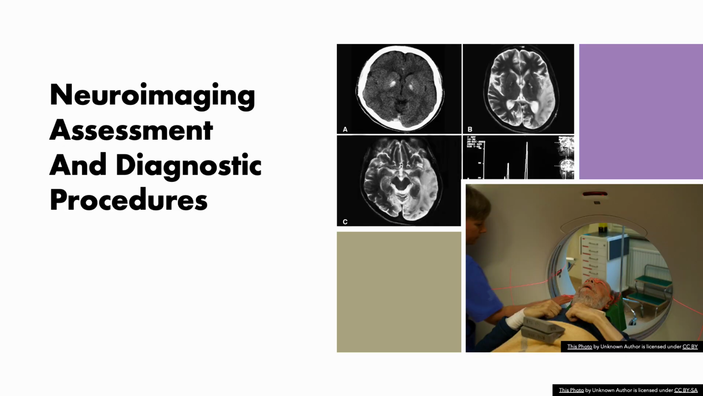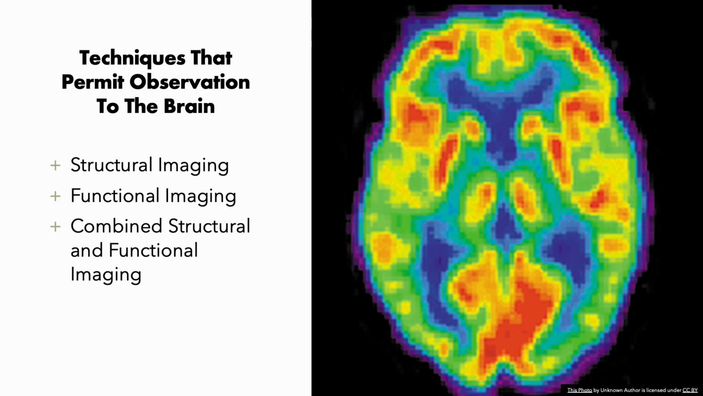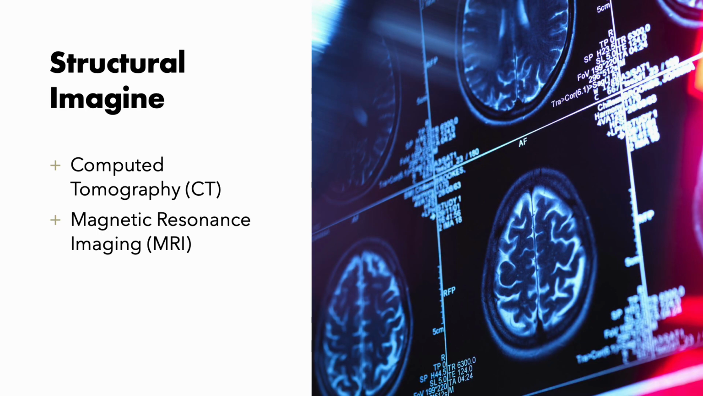Neuroimaging assessment and diagnostic procedures. Techniques that permit observation of the brain can be divided into 3 categories: structural imaging, functional imaging, and combined structural and functional imaging. Structural imaging provides evidence of the size and shape of anatomical structures. Common structural imaging tests include a CT and an MRI.